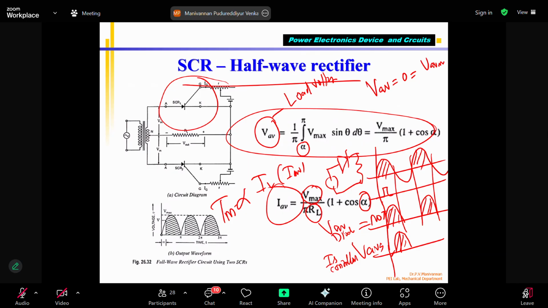That's how your vehicle controller is working. If you press the accelerator pedal, it sends the gate pulse at a different location. So the average voltage is varying. Any doubt? If you understand this, it is very simple.